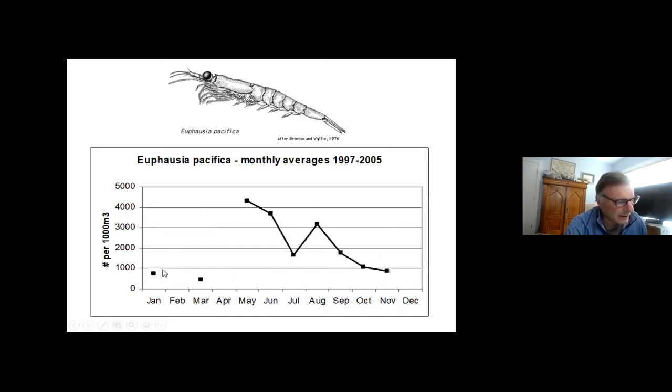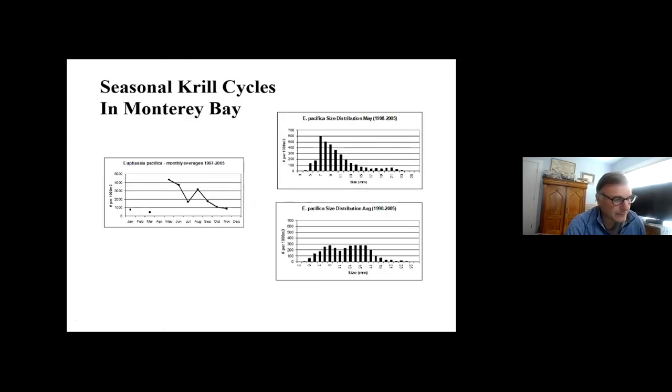But clearly, this is not a good time to be in Monterey Bay if you're a whale, right? This would be a better time to be in Monterey Bay. You might think this would be the time to be in Monterey Bay if you're a whale eating krill, but you would be wrong. And we're going to see why in a minute, because it's not how much krill, it's how much adult krill is around that matters to the whales.